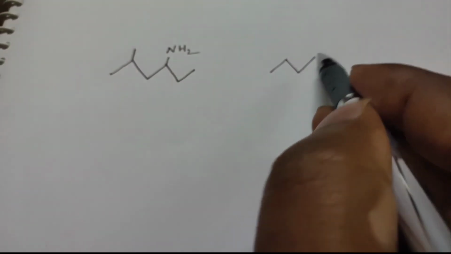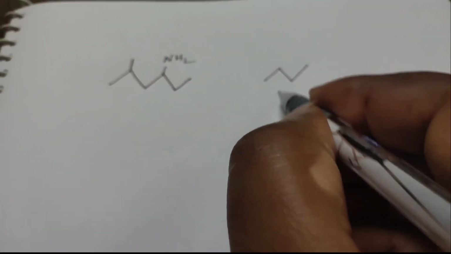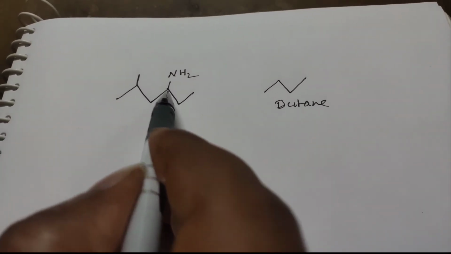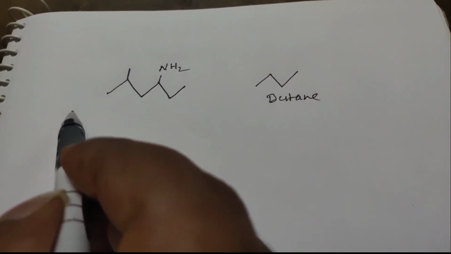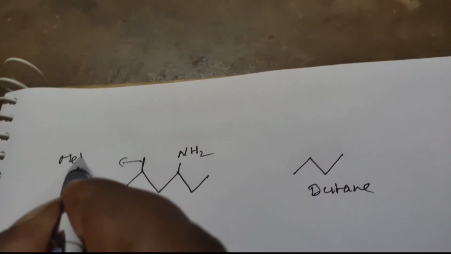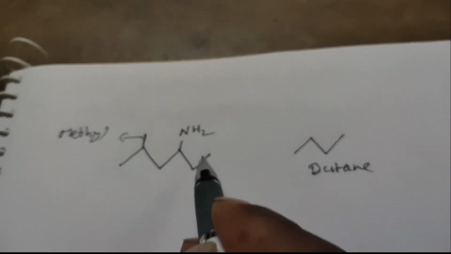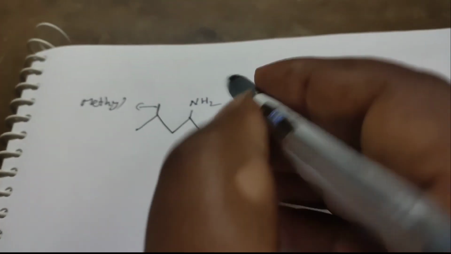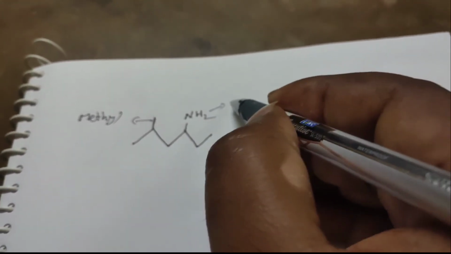1, 2, 3, 4. 4 carbons are present in the given structure, so the name of the compound is butane. Like that here, how many carbons are there? 1, 2, 3, 4, 5, 6 carbons are there. But here, this line indicates the methyl group. And in the third position, they have the amino group substitution.